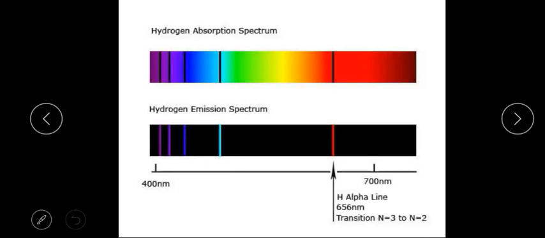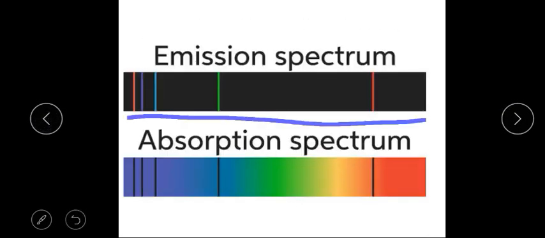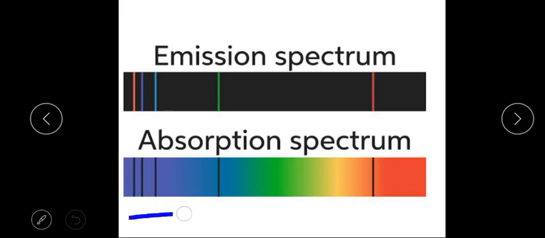What is the line absorption spectrum? It means that when white light is passed through a gas or vapor, and then the transmitted light is observed through the spectrometer, some dark lines are observed. You can see in this figure of the absorption spectrum that we are observing some dark lines on the bright background, right?